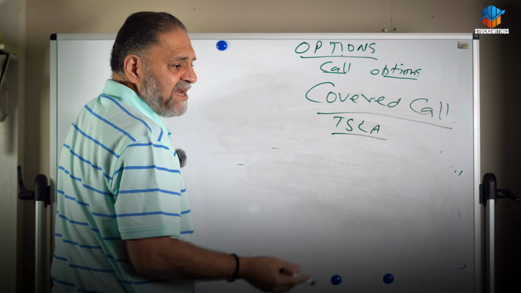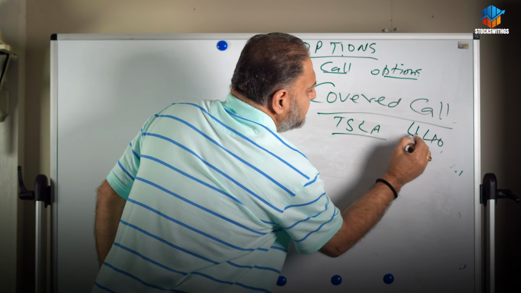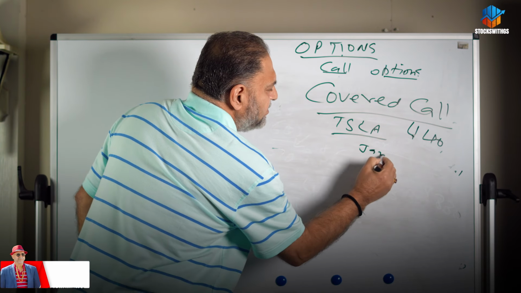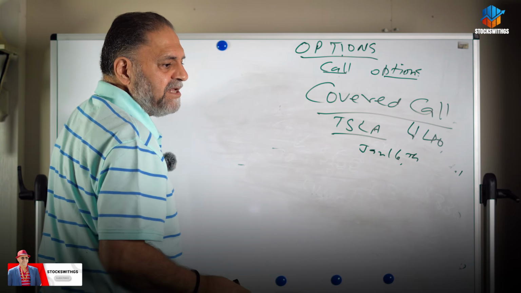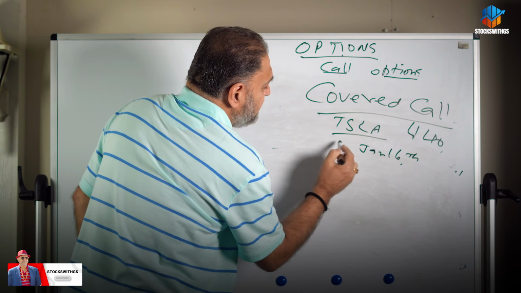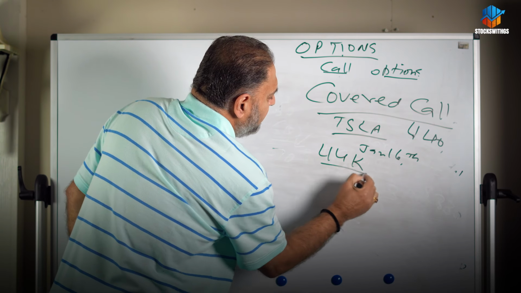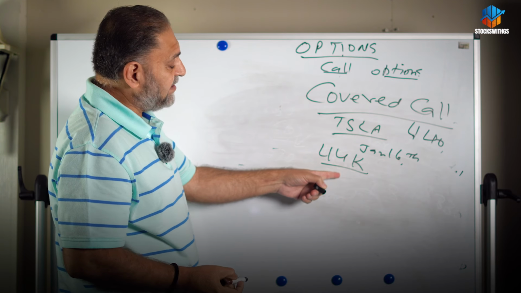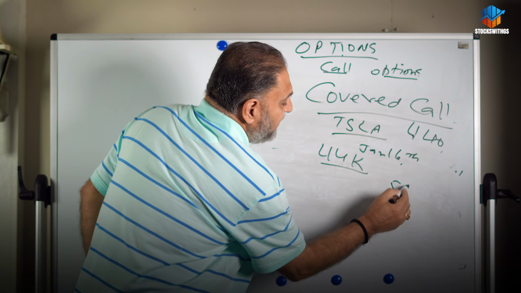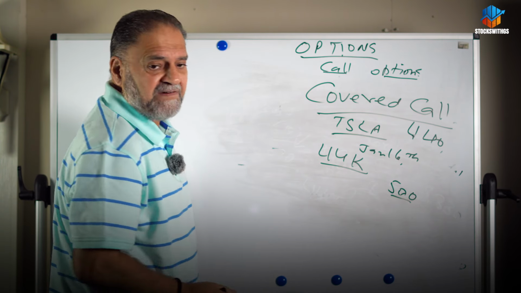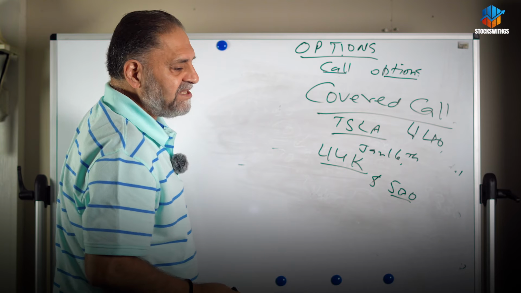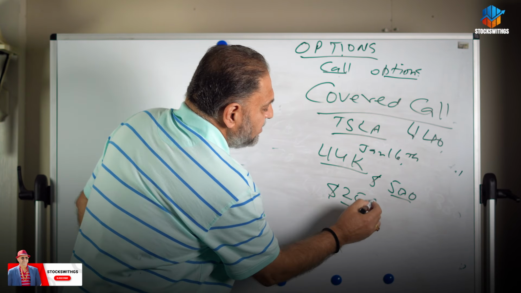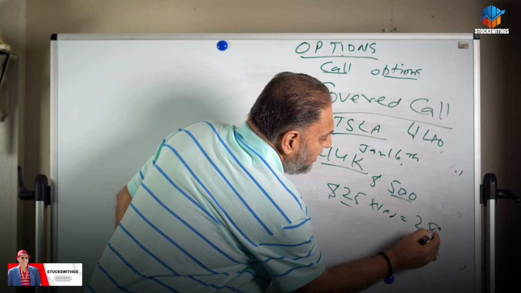Real quick. Tesla, today price was $440. Okay, so January 16th, let's do the same thing. If you have an investment of $44,000, because if you want to buy this stock for 440, you have to spend $44,000. If you think you can sell it for 500, you sell a covered call at $500. Same January 16, 2026. Okay, you get $25 premium per share.